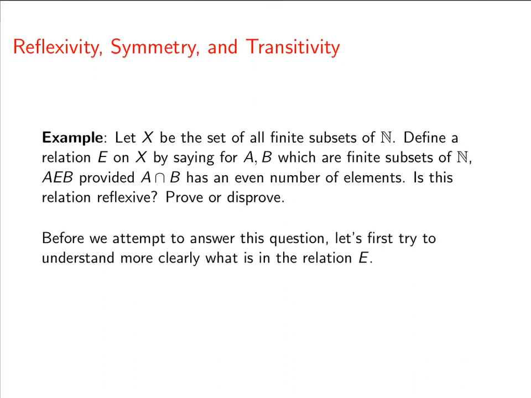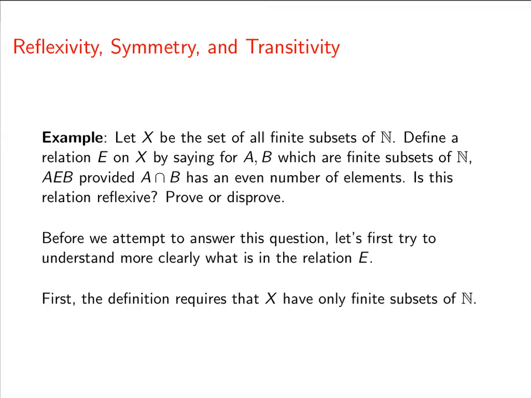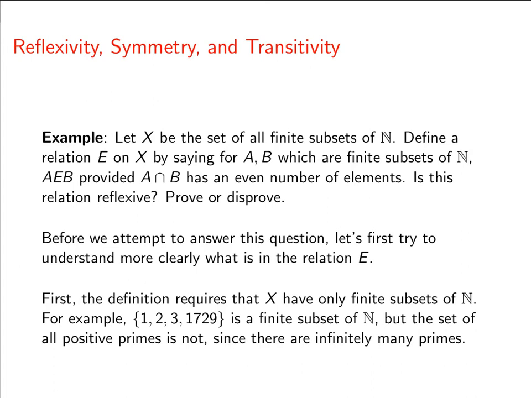Now, before we try to answer the question, I think what we ought to do is try to understand exactly what is in the relation, meaning what is related to what. Keep in mind that this definition requires that the set X have only finite subsets of the natural numbers. So this set, {1, 2, 3, 17, 29}, that's a finite subset of the natural numbers. However, the set of all positive primes is not. There are infinitely many primes, so that's not an element of X.